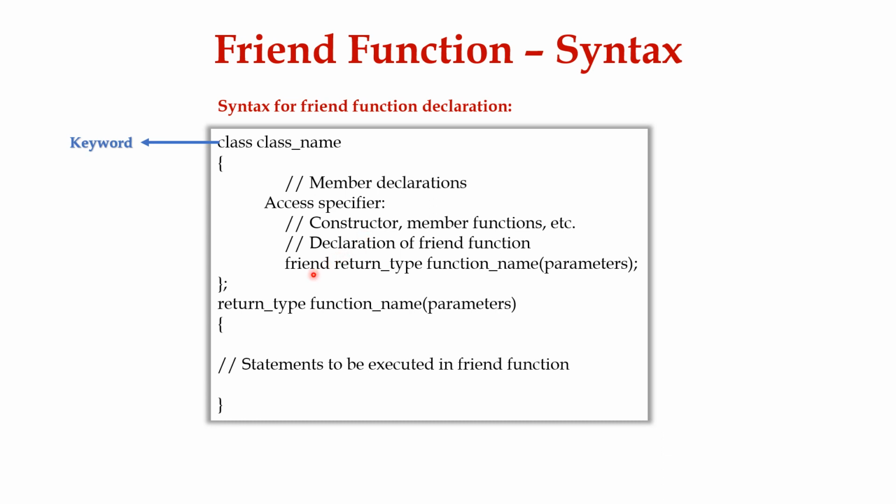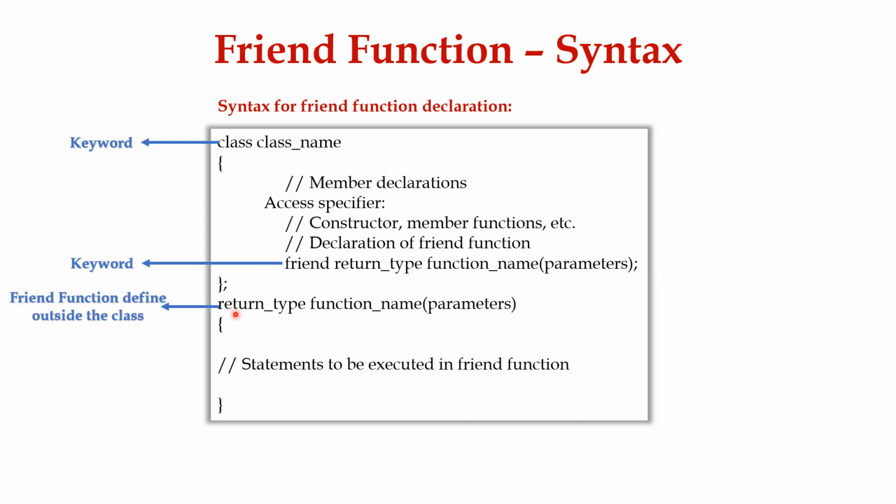So the declaration for a friend function is friend. Friend is the keyword, followed by the return type of the function, then the function name followed by a list of parameters, ended with a semicolon. So here we have only the declaration part of the friend function. Finally, the class is ended with a closed curly parenthesis followed by a semicolon.